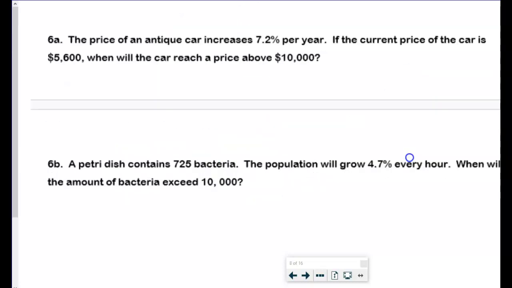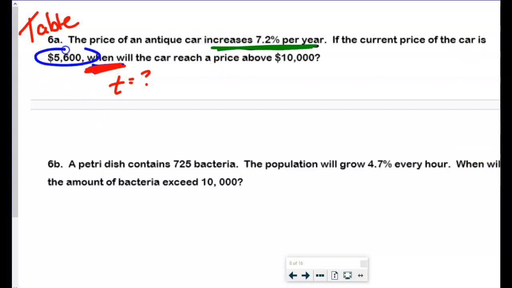So then there's 6A and B, and this time they're looking for time. It says, when will it reach a certain price? So the fact that they don't give you time means that you're going to use your table. Alright, here we go. This antique car increasing 7.2% per year. And the current price is $5,600, and they want to know when it reaches 10,000.